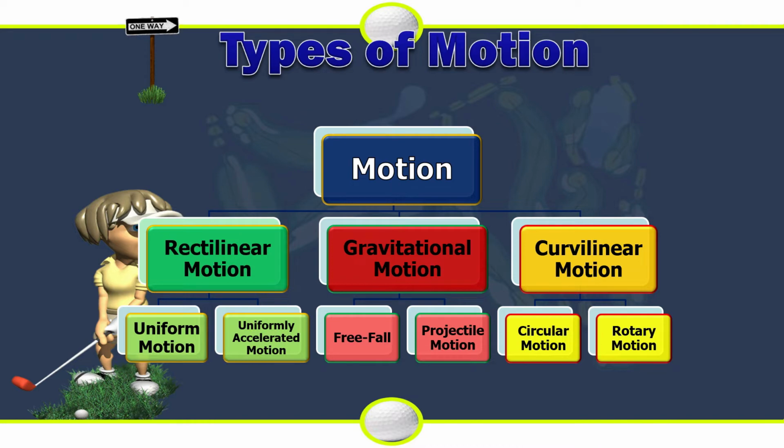Way back when you were in grade 7 and 8, you learned about uniform motion and uniformly accelerated motion, which will be the main focus of our discussion for this lesson. When you were in grade 9, you learned about gravitational motion, which is the free-falling bodies and projectile motion. And for grade 10, you learned about the curvilinear motion, particularly circular and rotary motion.